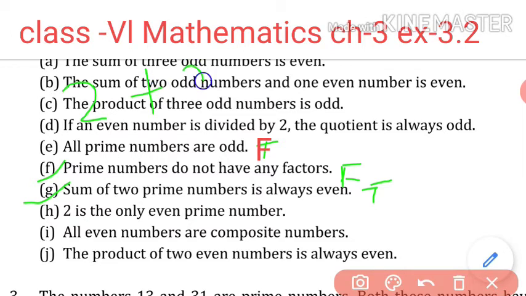2 is what? Prime number. Again 3 is also a prime number. If you add these, what do you get? We get 5. Now, is 5 an even number? No, 5 is not even, isn't it? So G is what? False. Okay, G is not true.